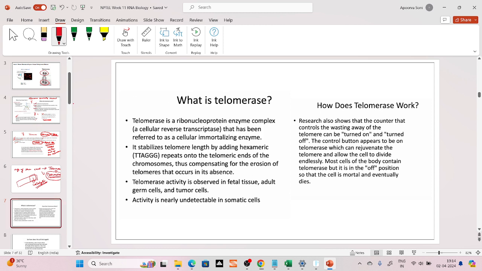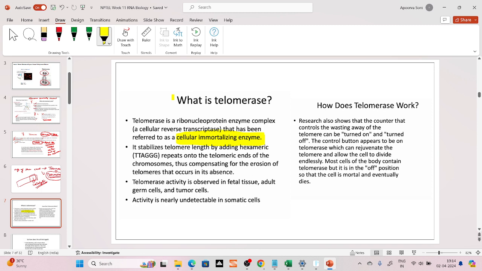So basically, telomerase is a ribonucleoprotein enzyme complex that has been referred to as the cellular immortalizing enzyme. Why is it known as the cellular immortalizing enzyme? Cellular, meaning you attain immortalization at the cellular level, because cells can replicate or divide only up to the time they have telomeres. As cells gradually divide, the chromosomes eventually get shortened, and as they get shortened with each cell replication, there is a limit up to which a cell can divide.